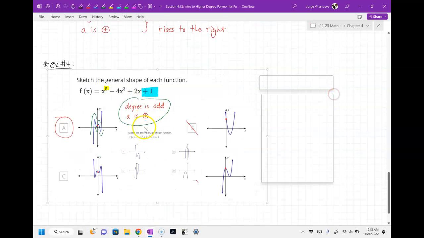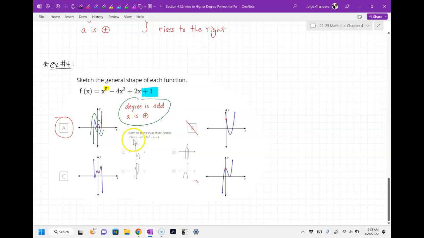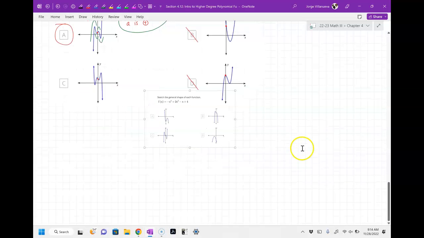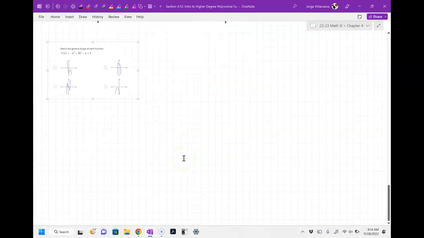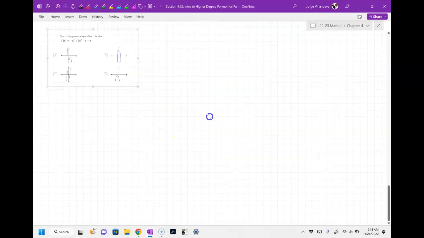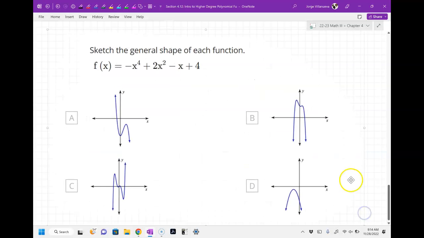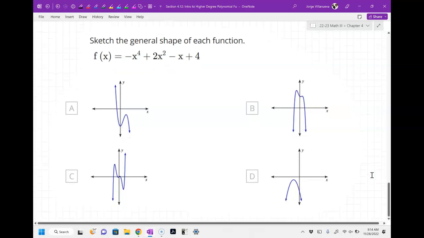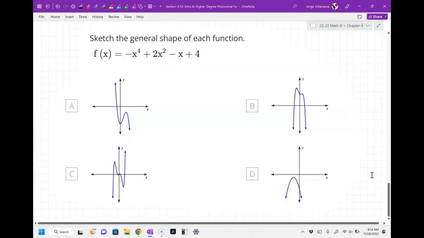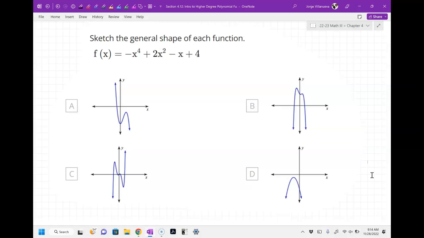Let me guess, I put it behind it. I'm going to put it in a very weird place. So let me make this thing bigger. All right, so this is actually number 17 on your homework. And it says sketch the general shape of the function.